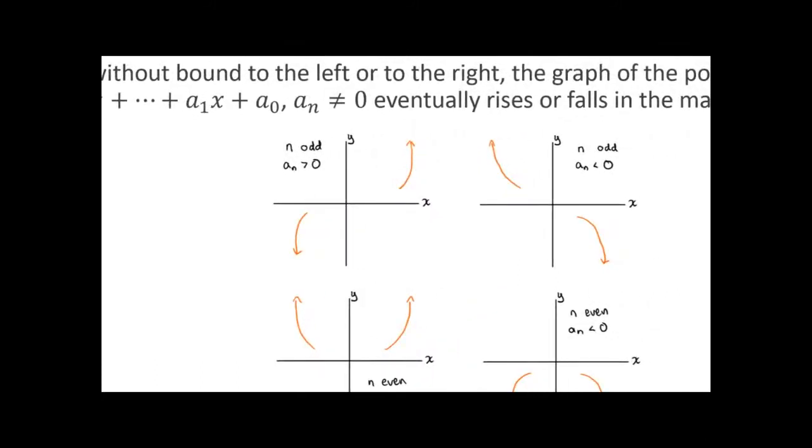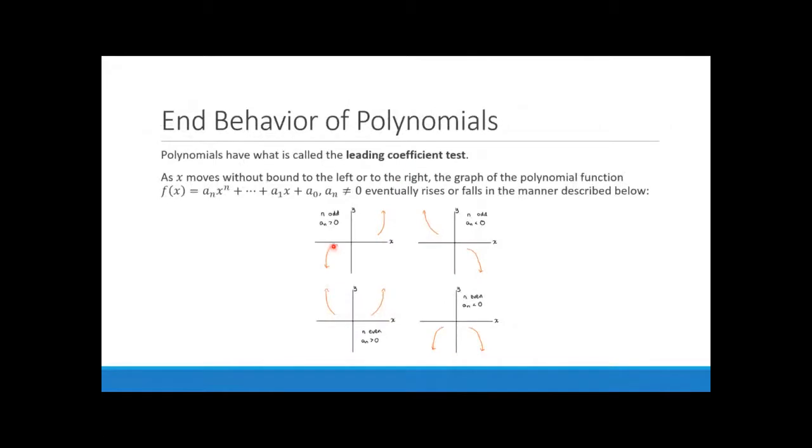If that's positive, then we say that it falls to the left and rises to the right. So this is falling because it goes down, and then it's rising to the right. And if it's odd, but the coefficient is negative, it just takes the reflection. So now it rises to the left and then falls to the right. So we're kind of looking at what happens as we move to larger numbers or smaller numbers. You're starting at the middle at 0, and then you're moving up or moving down.